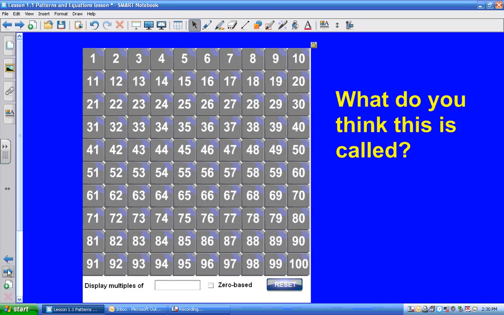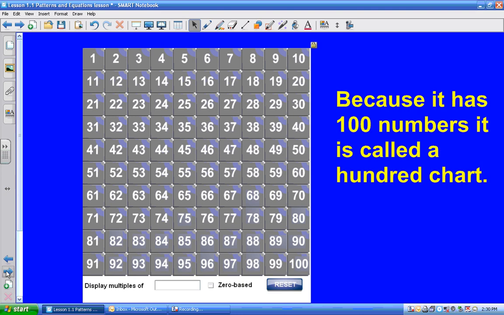So, this is called what? What do you think? 100 chart. Why? Because it has 100 numbers. There you go. It has 100 numbers. You could have 50 number chart, a 10 number chart, a 9 number chart. We use a 100 number chart a lot because we do decimals and this also fits very well in there.